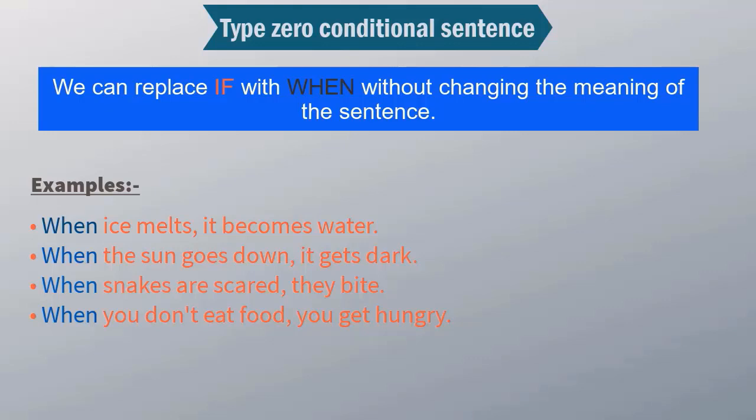When the sun goes down, it gets dark. When snakes are scared, they bite. When you don't eat food, you get hungry. You can also reverse the order of these clauses too, right? Ice becomes water when it melts. It gets dark when the sun goes down. Snakes bite when they're scared. You get hungry when you don't eat, right? So that's one way to use it, to talk about things that are facts that are always going to be true.